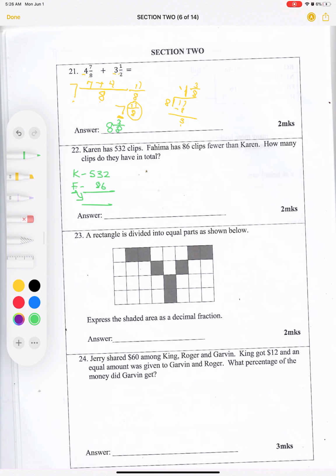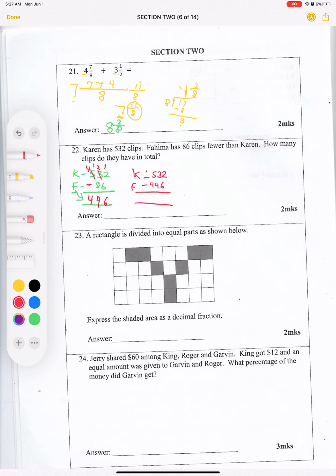We're going to subtract. Let me put my subtraction on. Saving space, we're using it right here. 2, 12 take away 6, 6, 12 take away 8, 4, 4 take away nothing, 4. So we have 446 for Fahima. Let me rewrite it. Karen 532, Fahima 446. How many clips do they have in total?